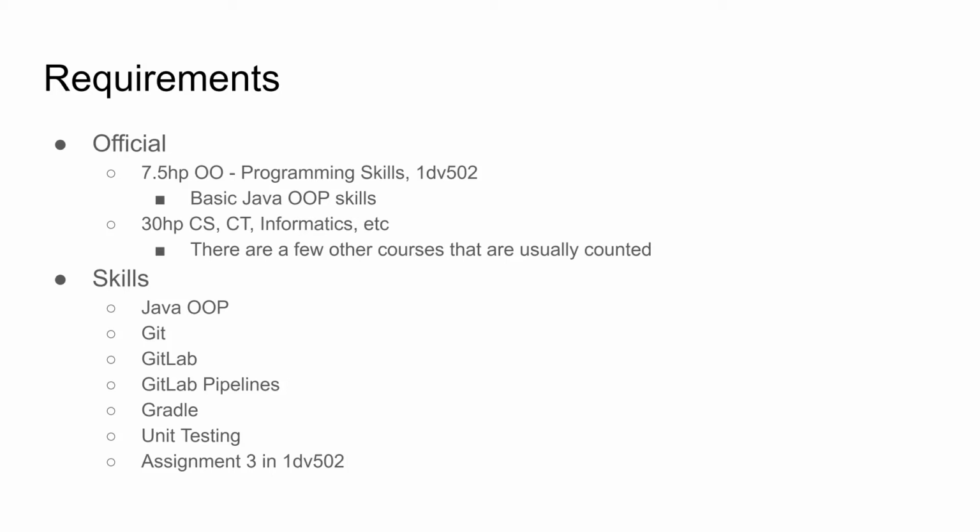On top of this, there are some practical things. You will use Git and GitLab to manage your assignments and hand them in. We will continue the work with GitLab pipelines, Gradle, and unit testing. The projects will be pretty much similar to what you had in the third assignment in the Java programming course. So you can always take a look back on that course. Take a look at the assignment and the information for especially assignment number 3 there. Those are the skills that are good to have for this course too.